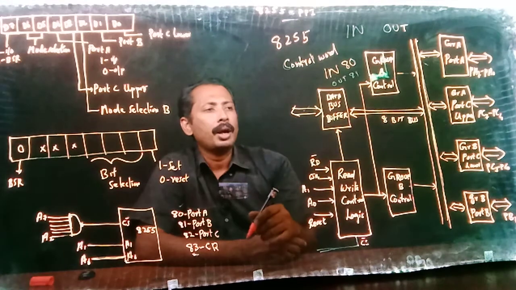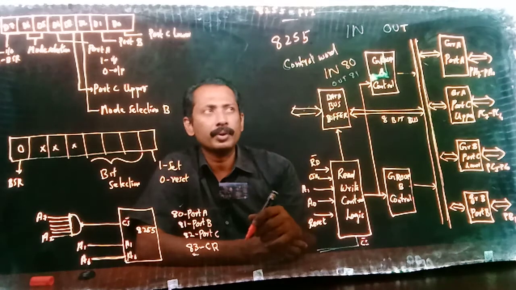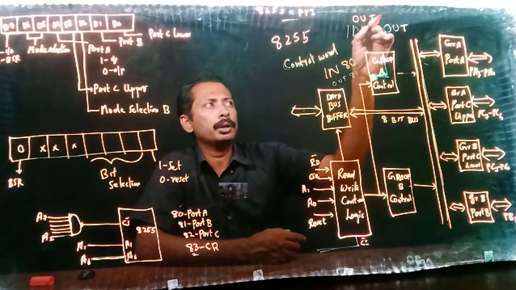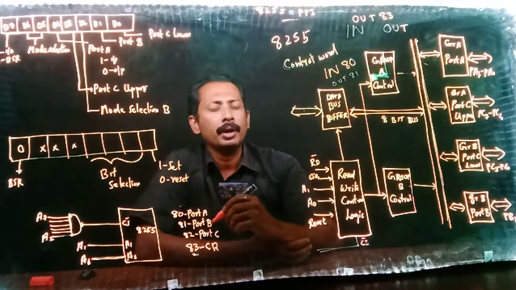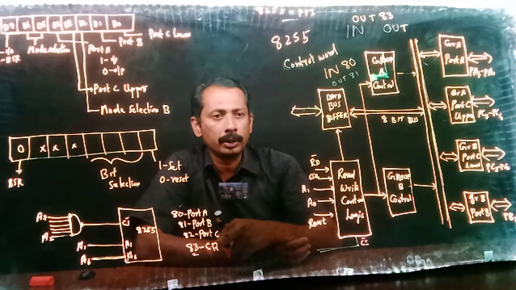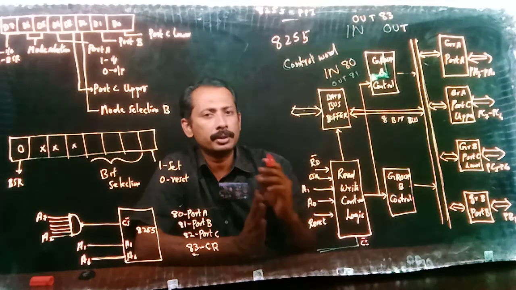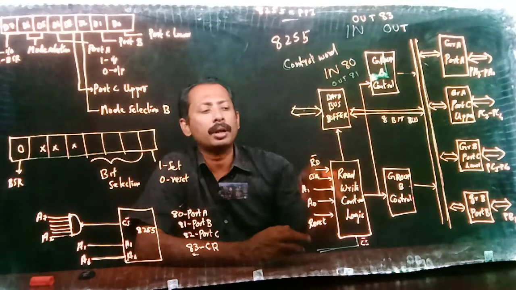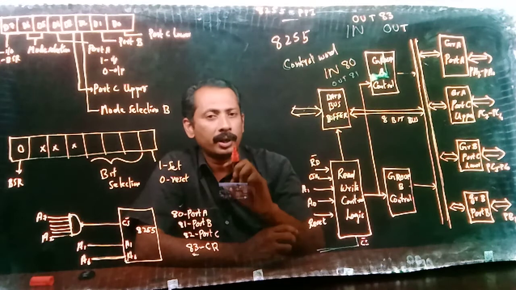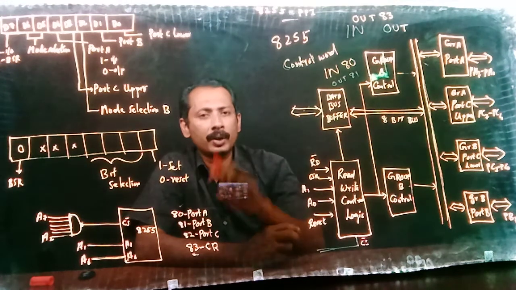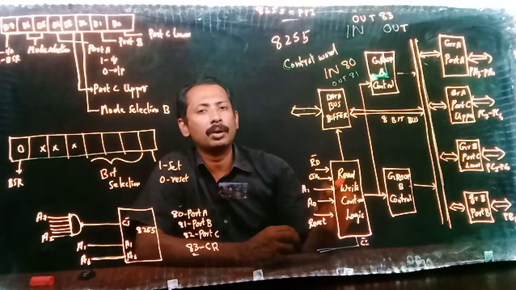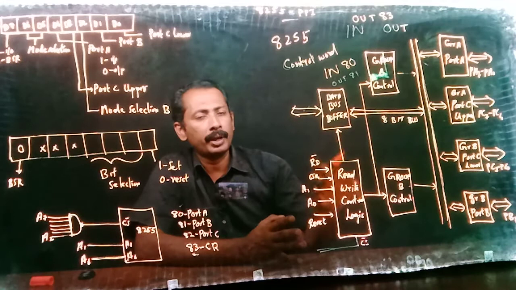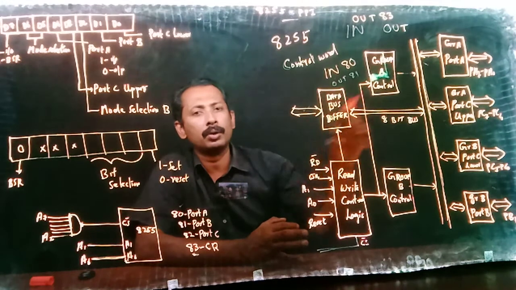I can use the instruction OUT 83, where 83 is the address of the control register. So OUT 83 means whatever data is stored in the accumulator will be written to the control register. Whatever data is in the accumulator is written to the control register. With OUT 83, we are programming this 8255 by writing a control word to the control register.